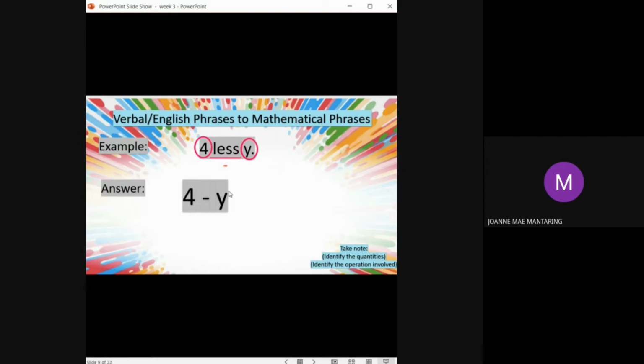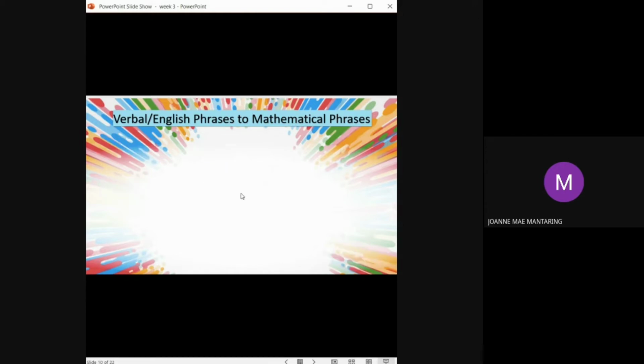So, sabi ko sa inyo kanina, less and less than are different. Pero they are both associated with subtraction. Papaano po yan? Okay, say for example, our given example is 4 less than y. O papaano na ito ngayon? For 4 less than y. Okay. If you are going to identify first the quantities, we have, of course, y and 4. And the operation is less than, which is associated with subtraction.